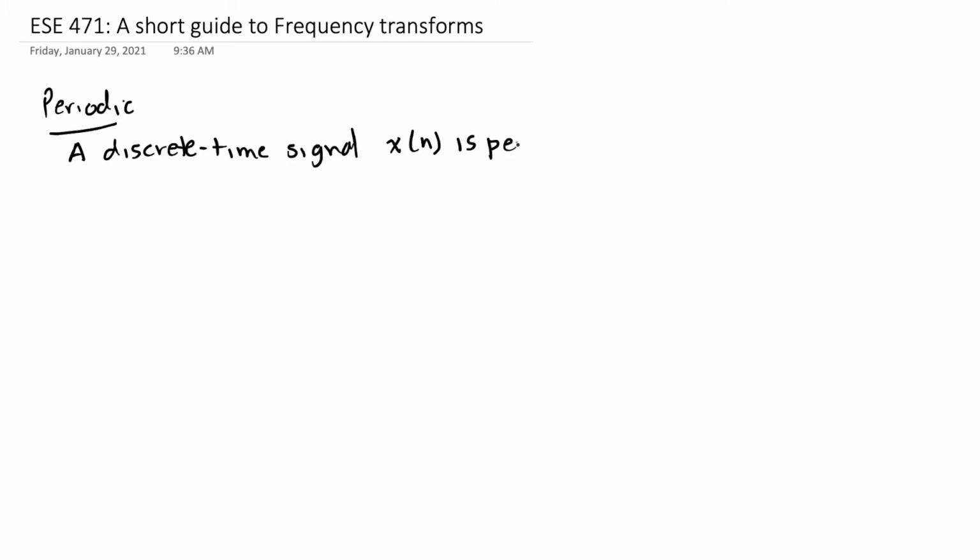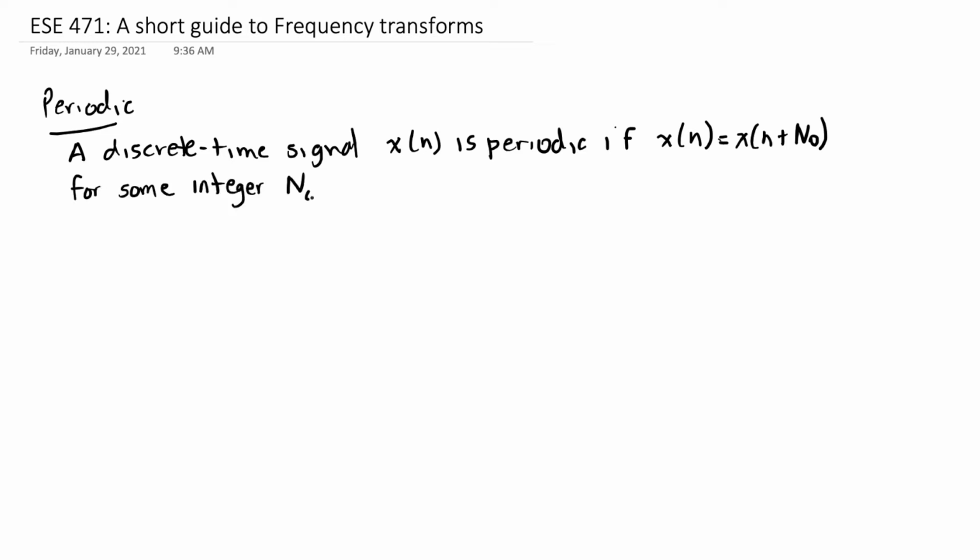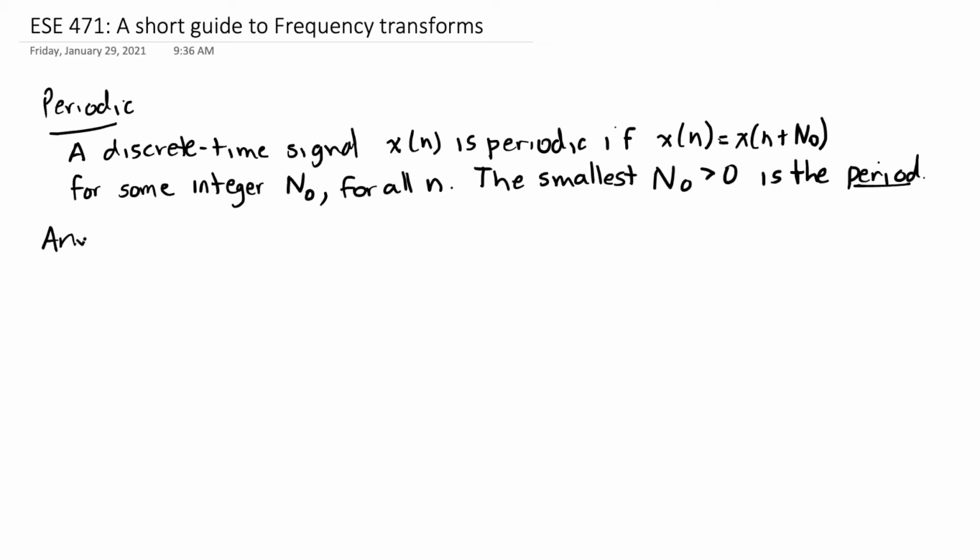So I'll start with the discrete time signal. A discrete time signal x of n is periodic if x of n is equal to x of n plus n0 for some integer n0, for all values of little n. And the smallest n0 that's positive is the period. Any signal that is not periodic is aperiodic.